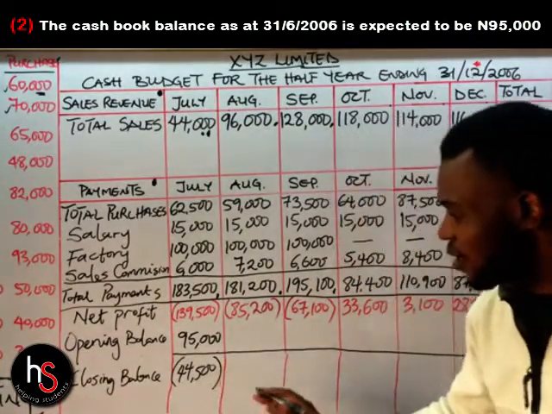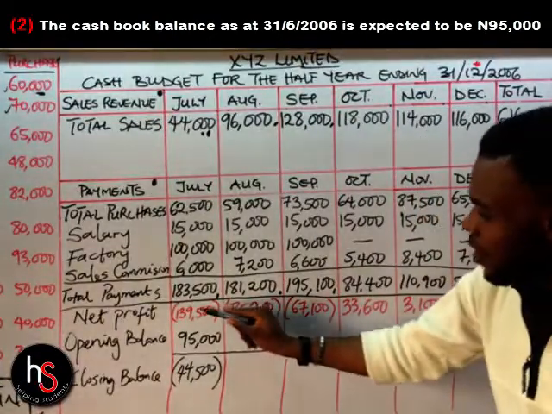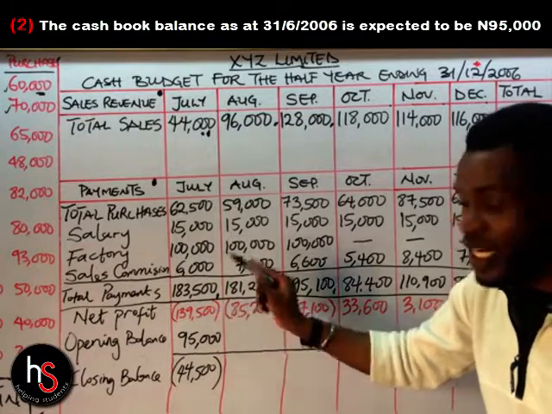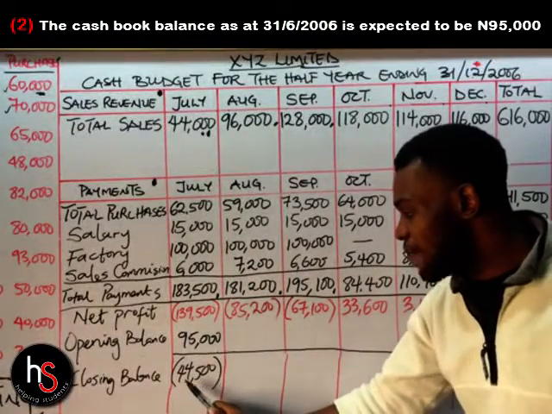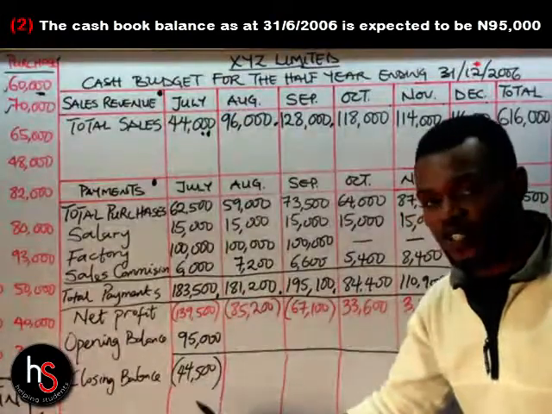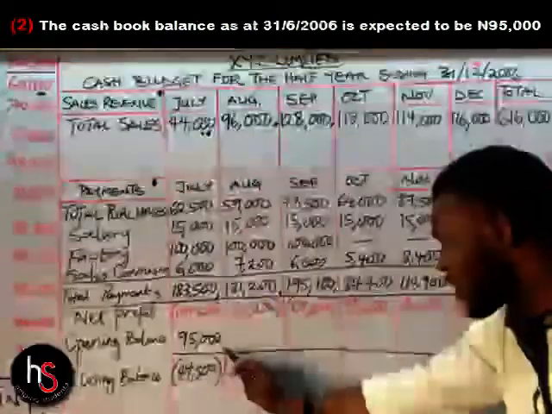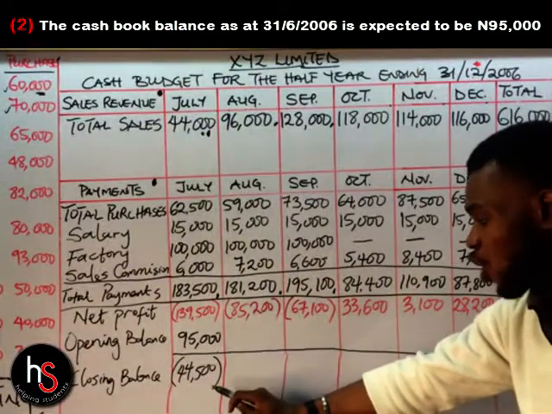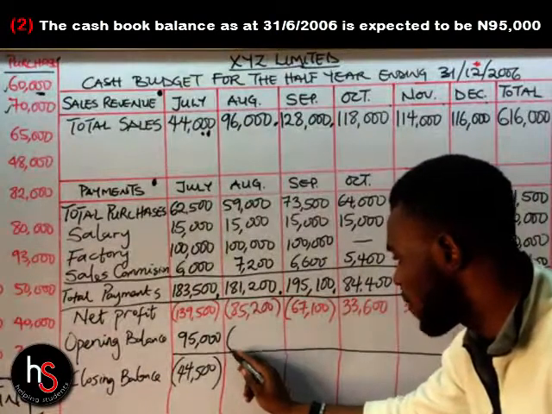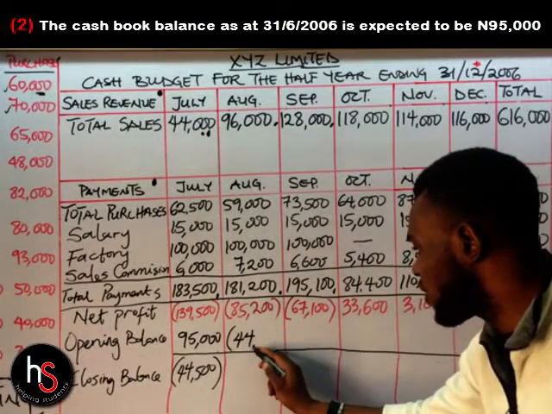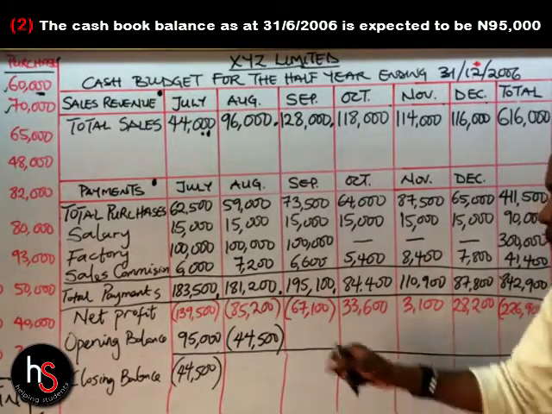Now there's a way this question goes. That is the way we treat the opening and the closing balance. Minus 139,500 plus 95,000 gave us minus 44,500. This closing balance we have here comes over to the next month as the opening balance. So we have minus 44,500.